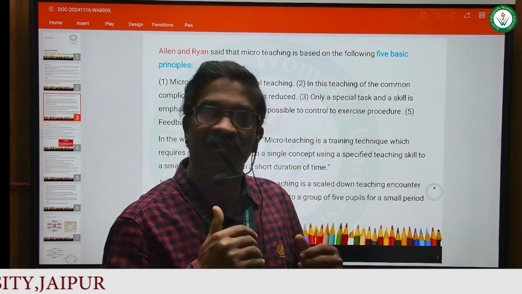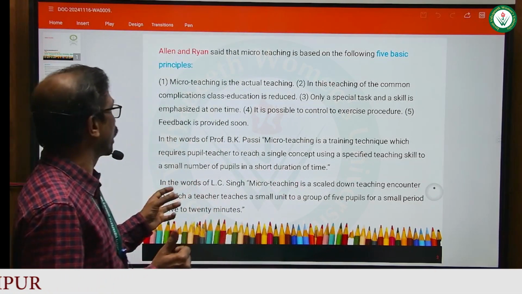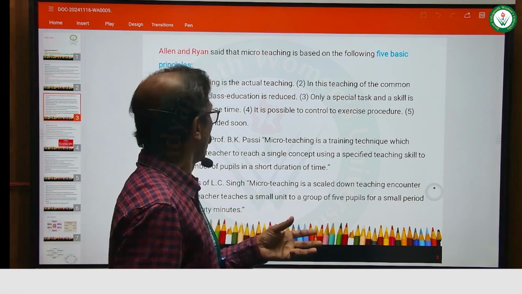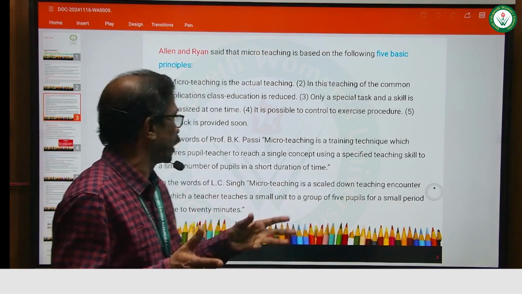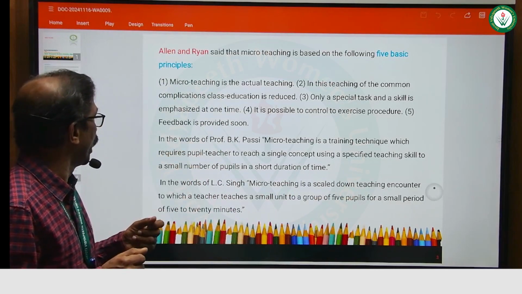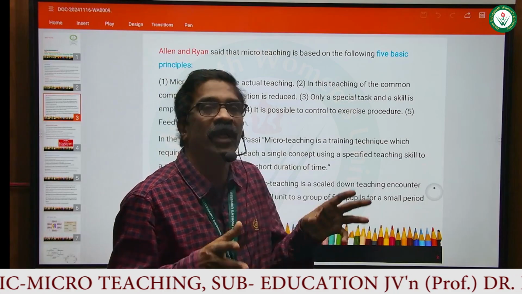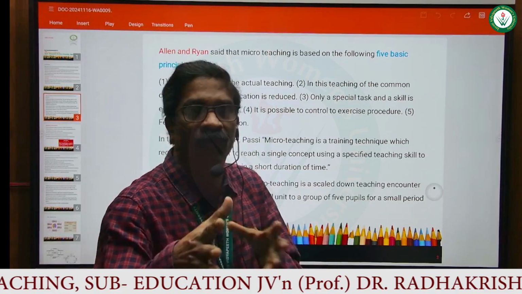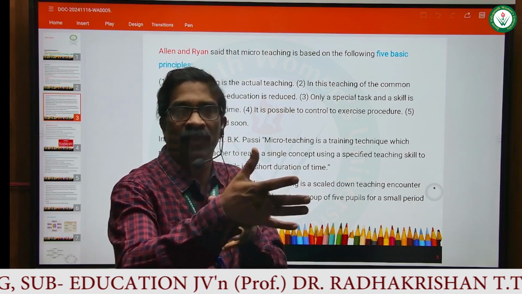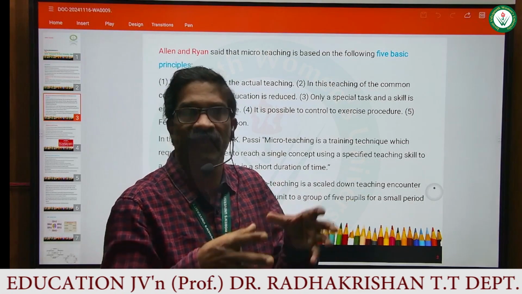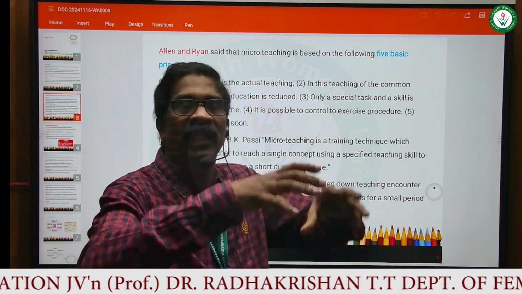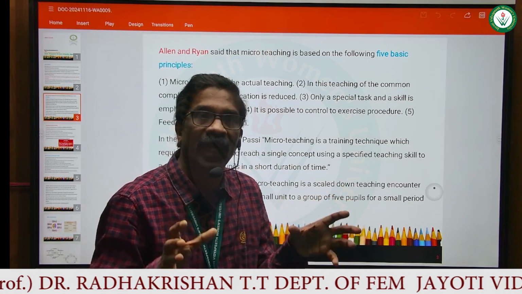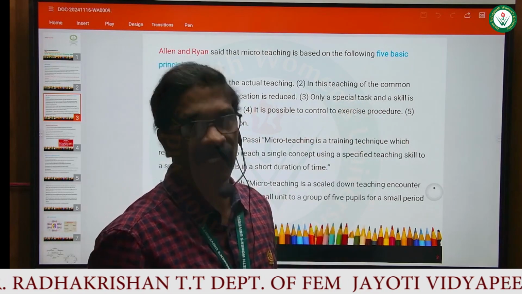In the words of Professor B.K. Passi, micro teaching is a training technique which requires the pupil teacher to teach a single concept, using a specified teaching skill, to a small number of people in a shorter duration of time. We can select a small classroom session, with the number of students being 5 to 10, a very small classroom size, a very small topic and very small activities within a very limited period of time. In that way, we can give specific attention to one particular target area.